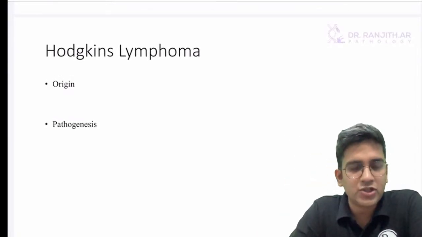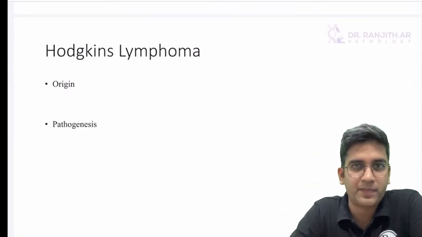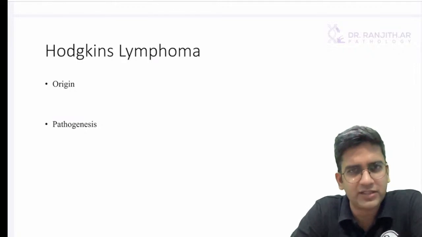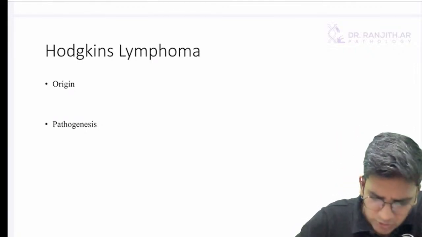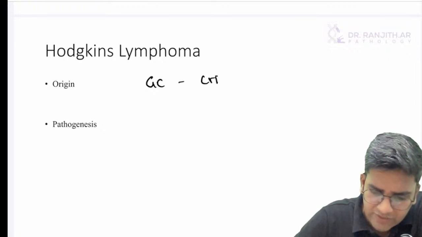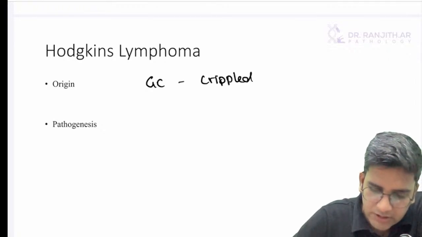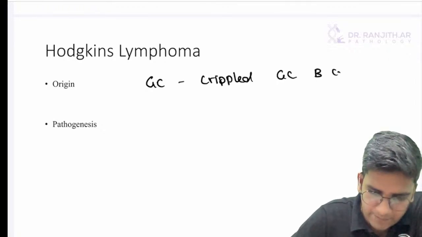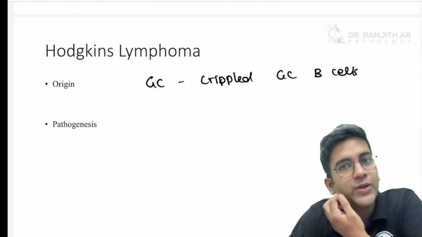Hodgkin's does not have a very clear pathogenesis. I have two etiological factors. I'll talk about both of them. Hodgkin also, it's said to be arising from the germinal center. It's said to be arising from a crippled germinal center B cell. Okay, cripple means it's going to die.